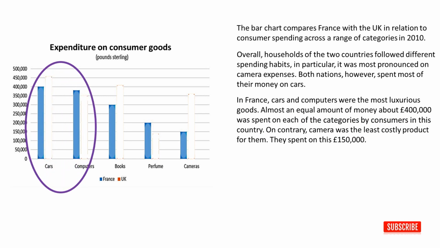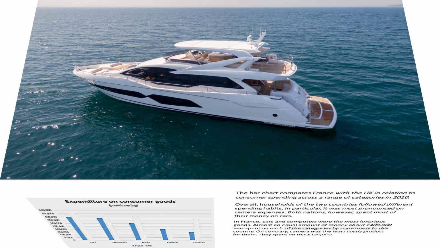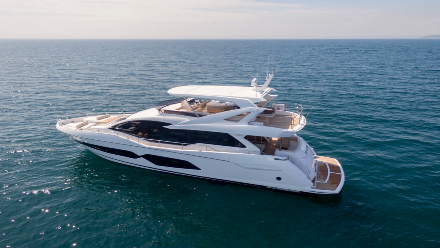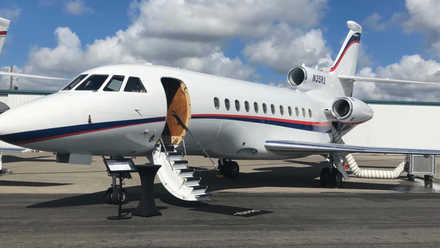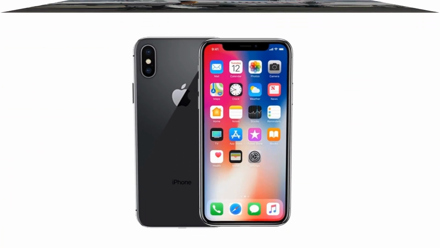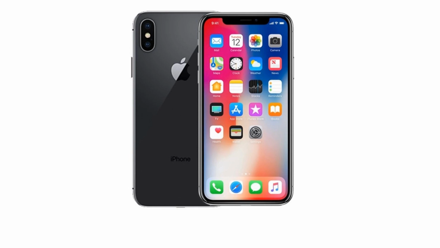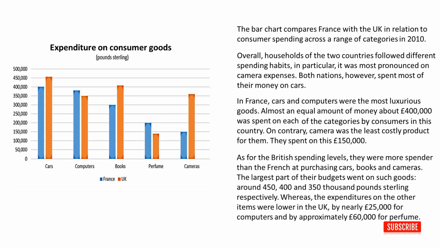Because they cost more money than the others. When we compare the items by their cost values, we can accept that it is true for an average household. For rich households, the luxurious goods would be a yacht or a private plane. For poor people, the luxurious goods would be a phone. So, cars and computers were luxurious goods for average people.